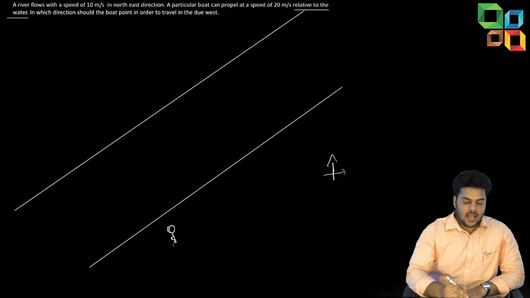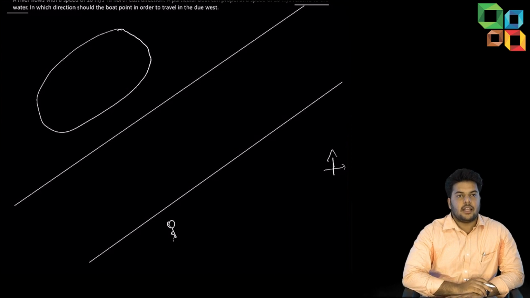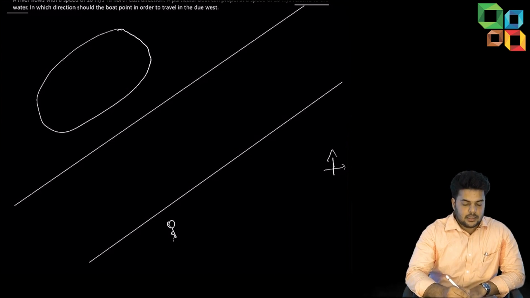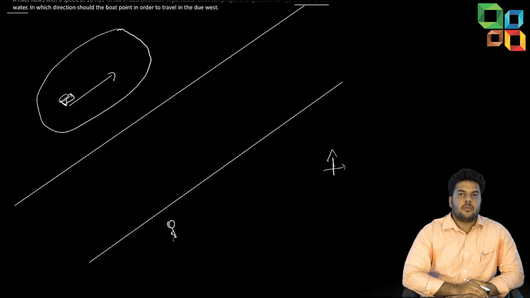Okay. So if you have this boat, this particular boat can propel at 20 meter per second, which means if you had still water, meaning water is not moving, like a pond or something, this particular boat would move 20 meter every second in that still water. All right. Now survey said 10 meter per second.